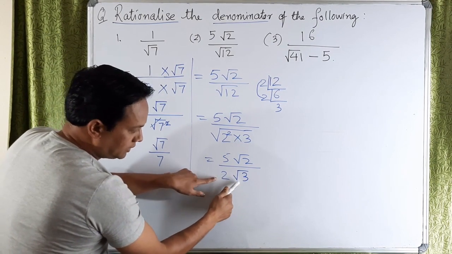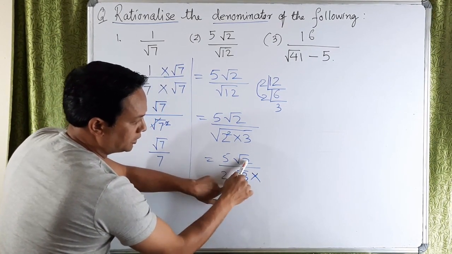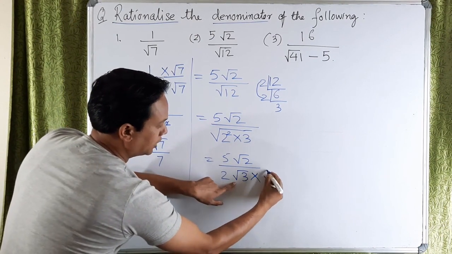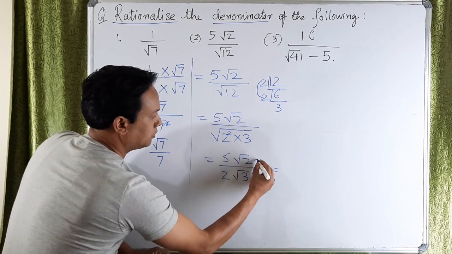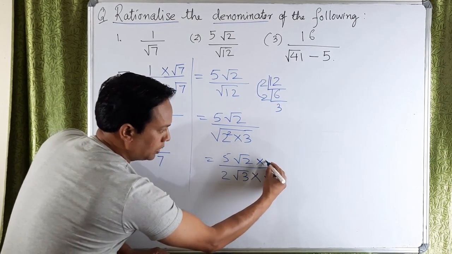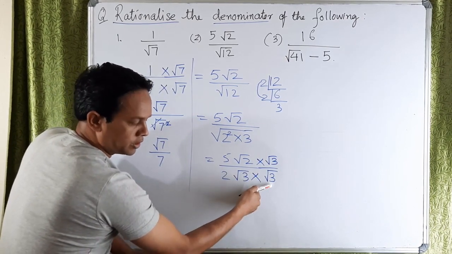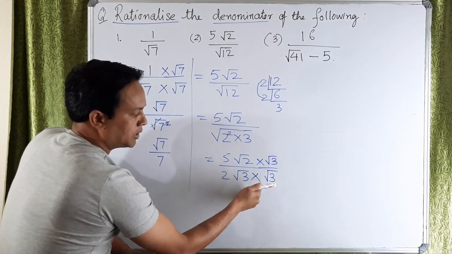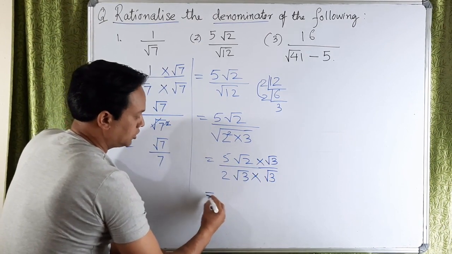Now, since we have root 3 in the denominator, we look at the denominator, not the numerator. So we will multiply with another root 3, because root 3 into root 3 will become 3. So it will become rational. Since we multiplied with root 3 in the denominator, we will multiply here also with root 3. Whatever you multiply in the denominator, you have to multiply the same in the numerator. So what will you get?